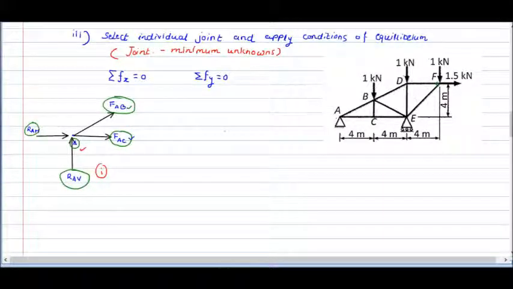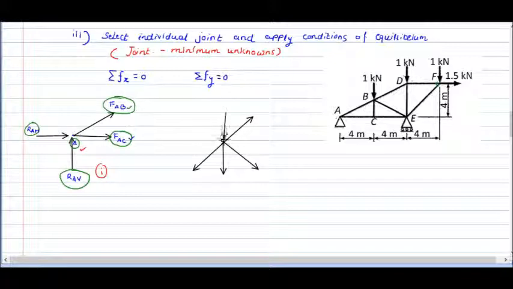So now for point B, in a similar way, if you are going to consider point B, the forces that we have to show here: first, the force acting in member AB. So this way I'm going to show this force in member AB, then force in member BC. All forces I'm going to show away from that point, then force in member BE, then force in member BD, and external forces also.